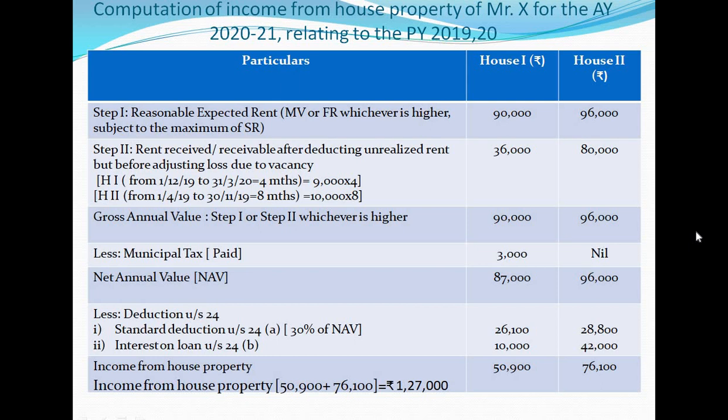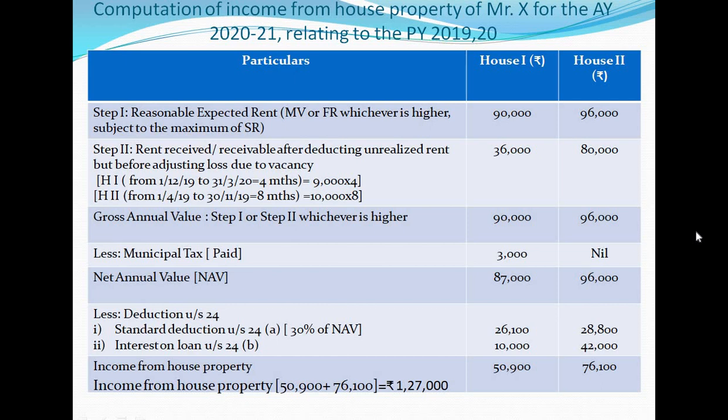Then step 2, you have to find out the rent received or receivable after deducting unrealized rent, but before adjusting loss due to vacancy. In this problem, we don't have any unrealized rent nor any loss due to vacancy. But now we have to see the rent received during the period of let out of these two houses.